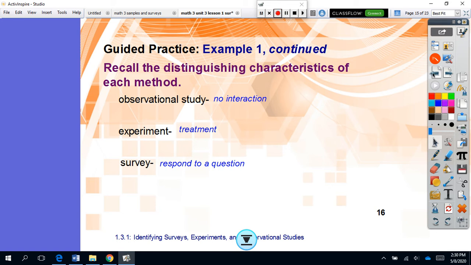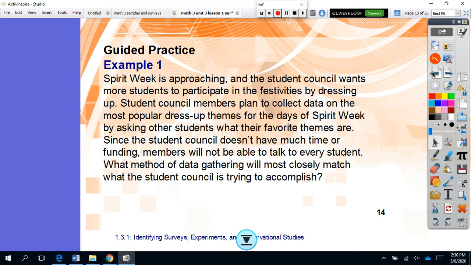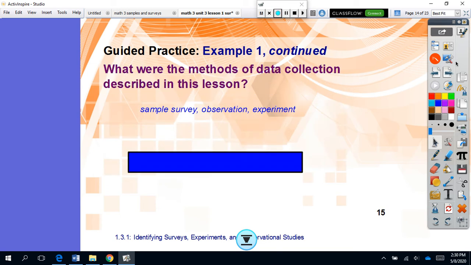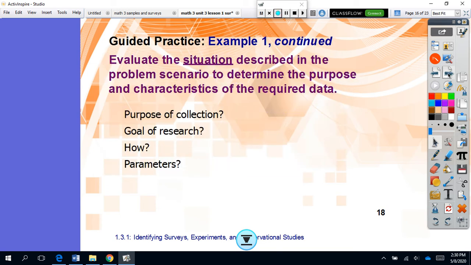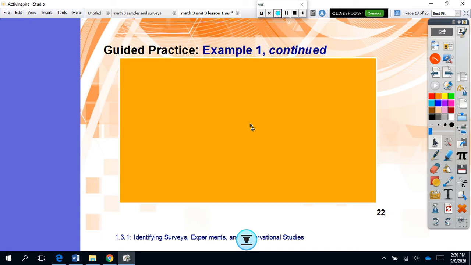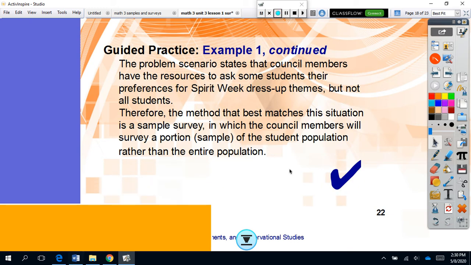So which one of these is it? Well, they're basically asking them a question, right? They're asking them what they prefer for Spirit Week. So you probably already knew, but this is a survey. You don't have to write all this out. You can just write survey and why. So therefore, the method that best matches the situation is a sample survey in which the council members will survey a portion of the student population rather than the entire population.